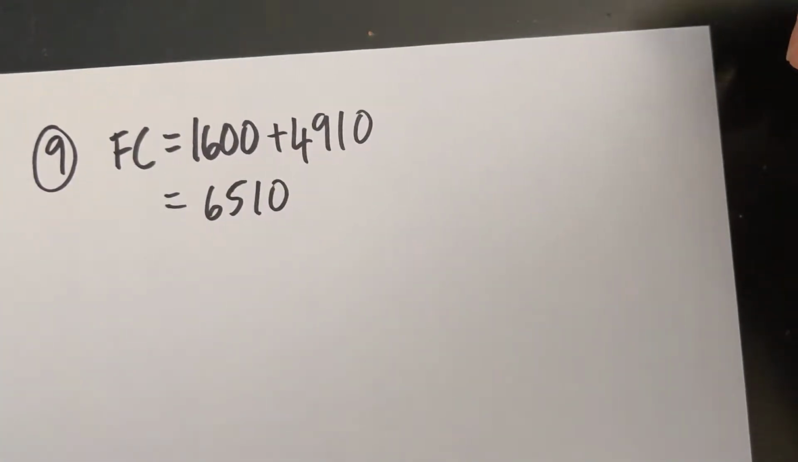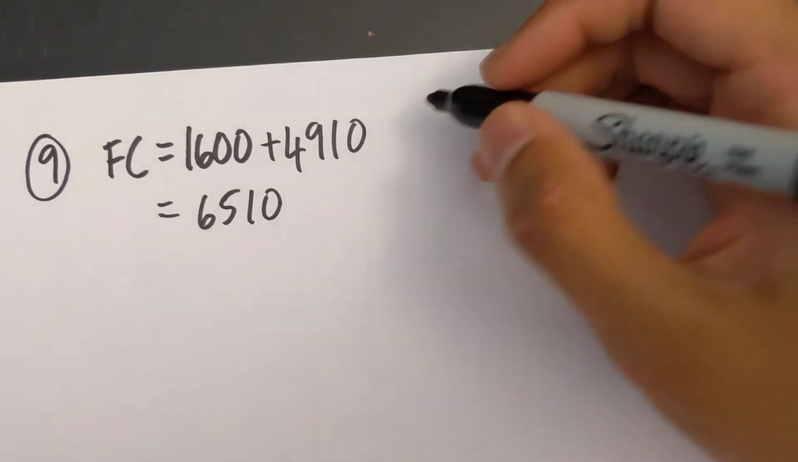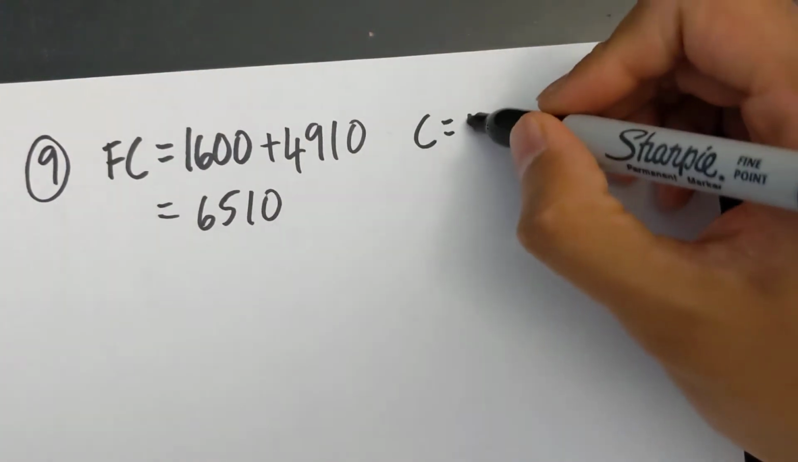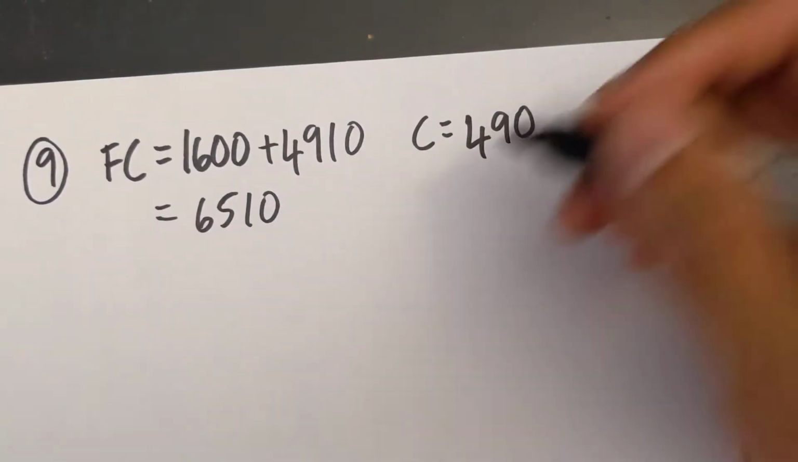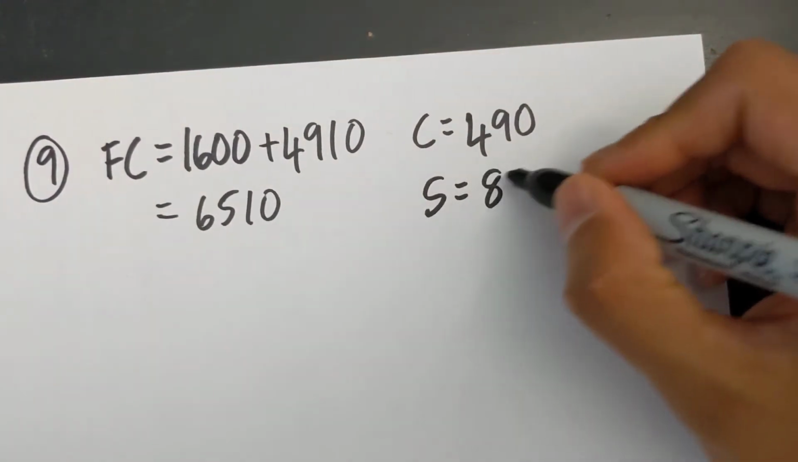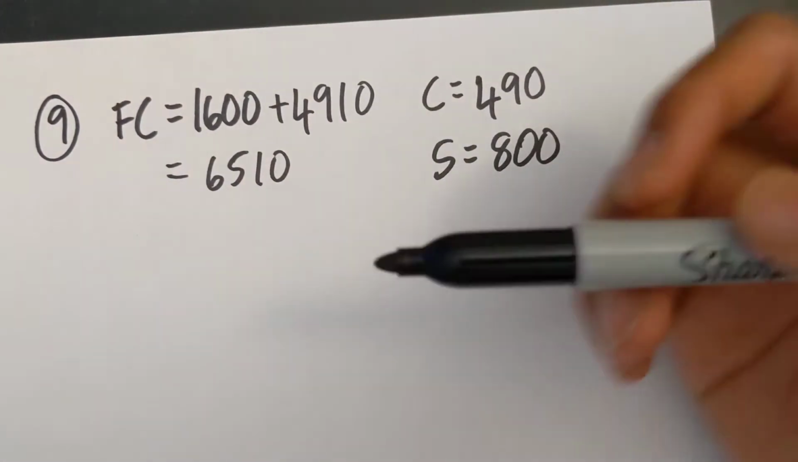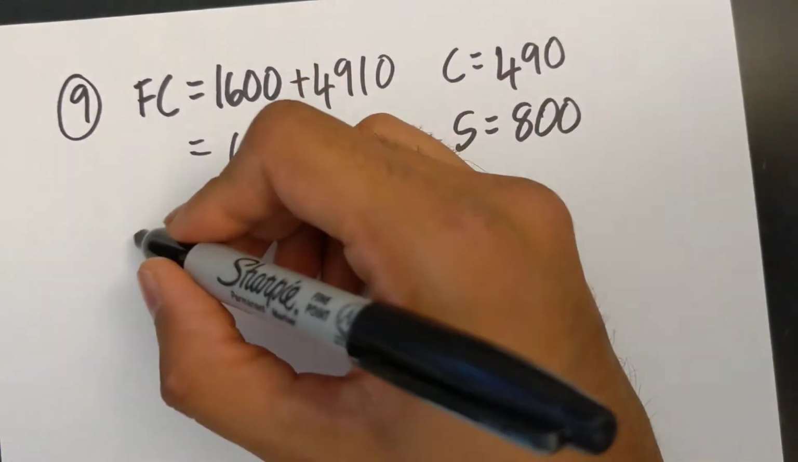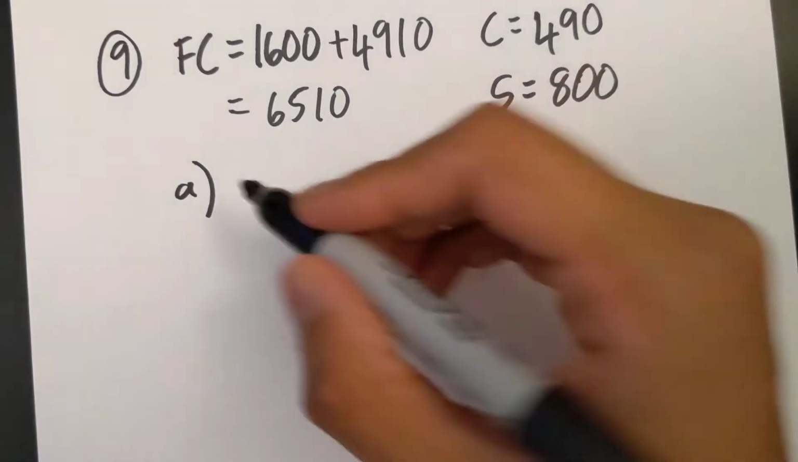She estimates that supplies and material for each cake will cost $490. So my cost per unit is $490, and she's planning to set the selling price for each cake at $800. So same variables we had in the previous question, we're just going to be doing a different method to solve now.